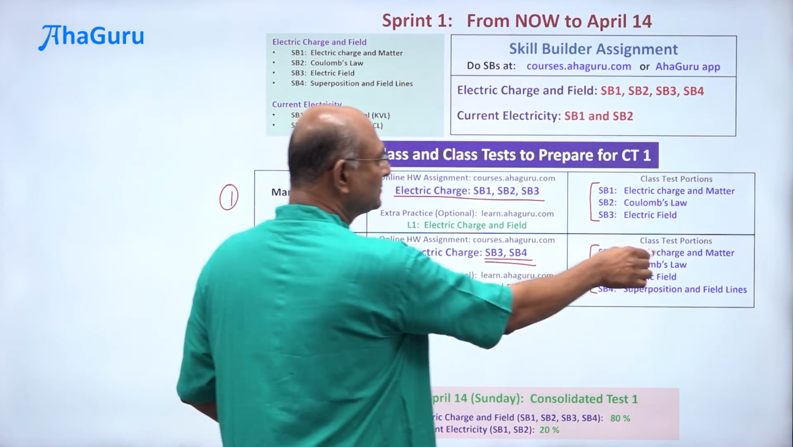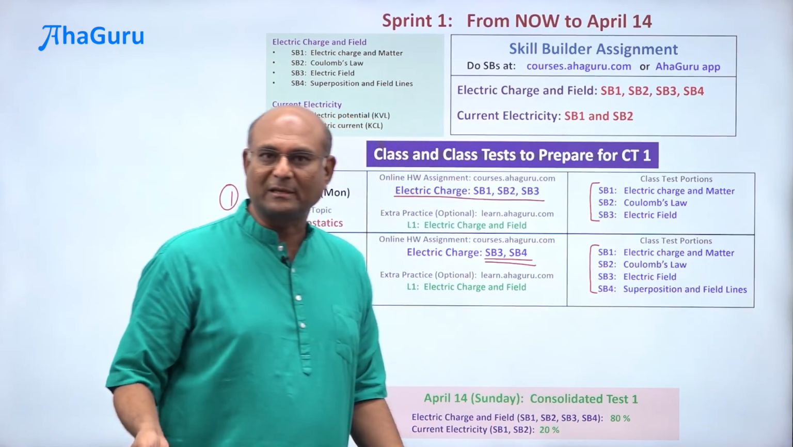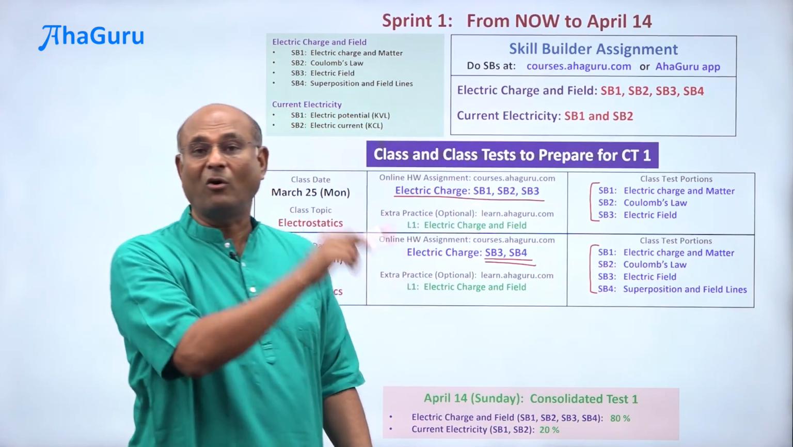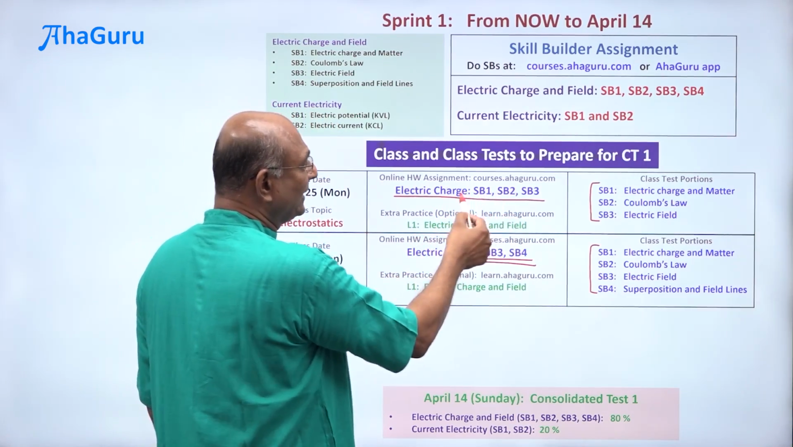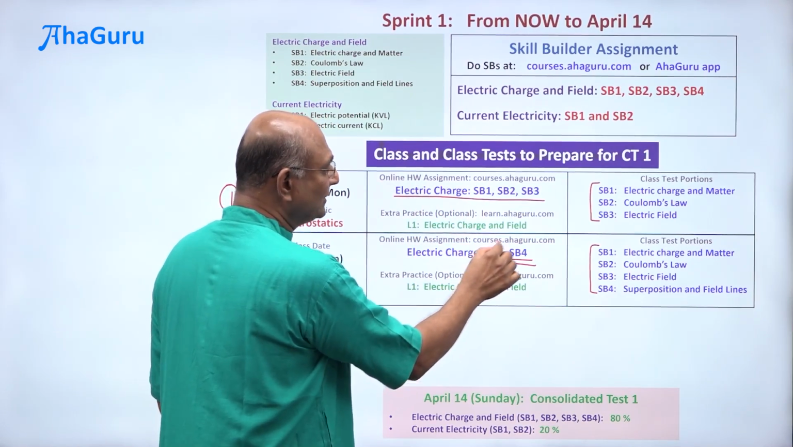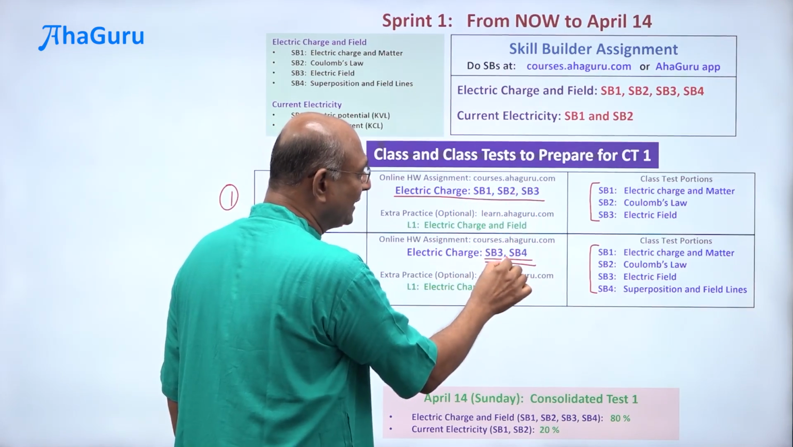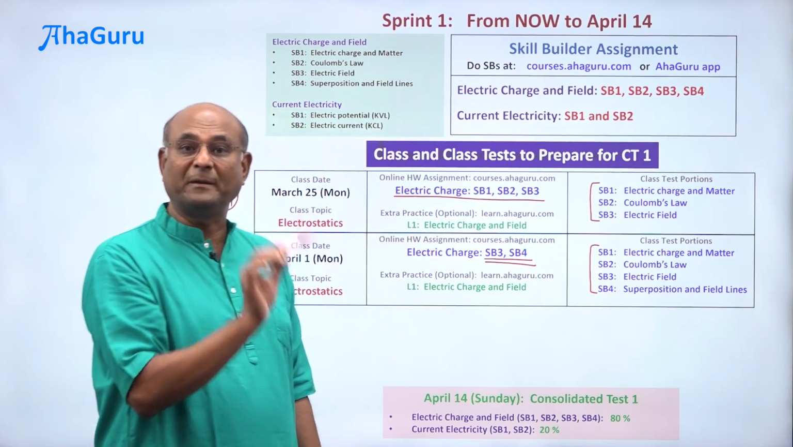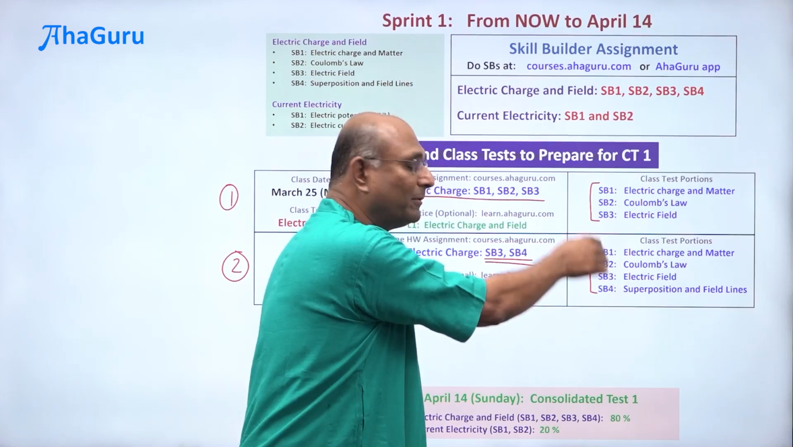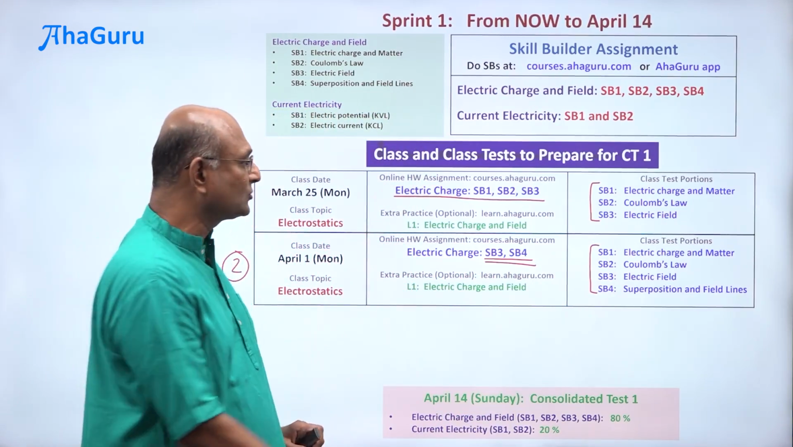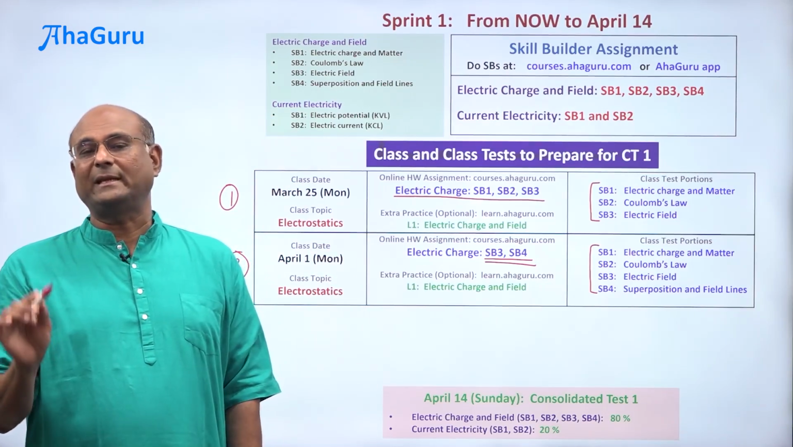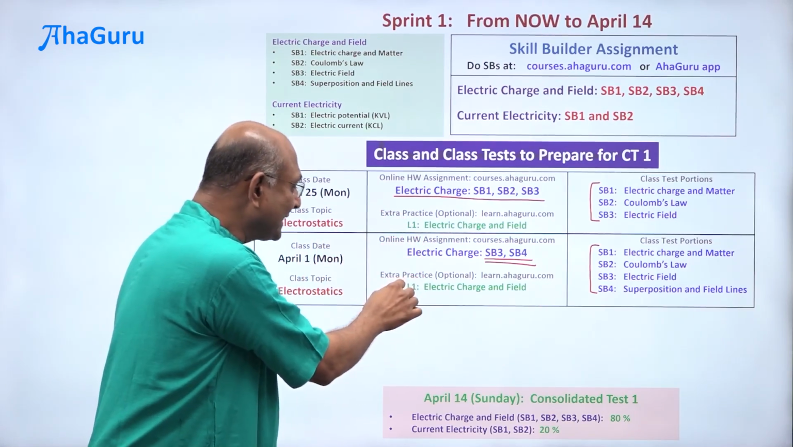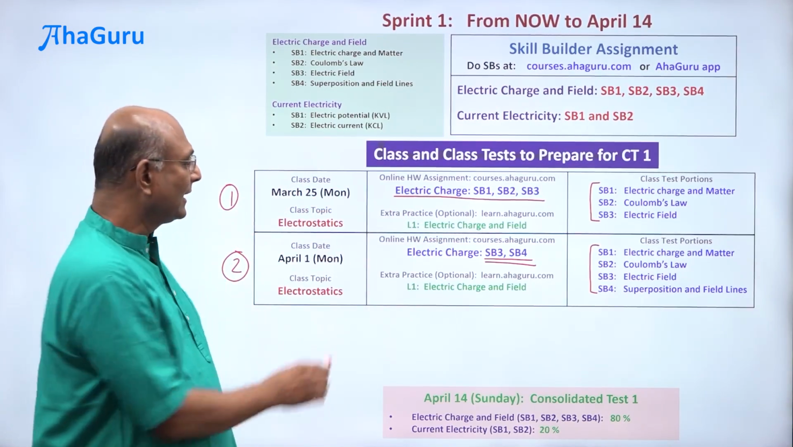Because without Coulomb's law, I cannot actually do superposition very much. So you are going to have all 4. But you don't have to prepare for all 4. Hopefully you are prepared for it already in the first week. So this week, if you did your job in the first week, this week all you have to do is to do SB4, prepare it thoroughly and you will be able to write the test very well. Understood? But the test has SB1, 2, 3 and 4. The online assignment is SB3 and SB4. If you finish that, then you can look at the optional assignment.